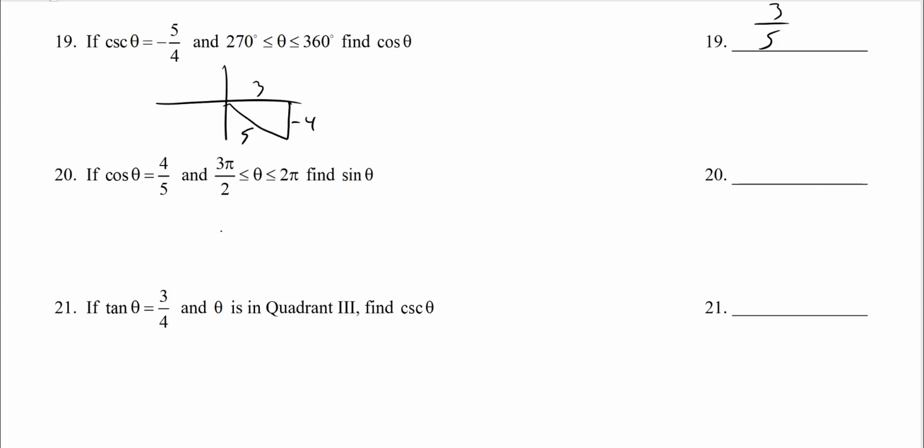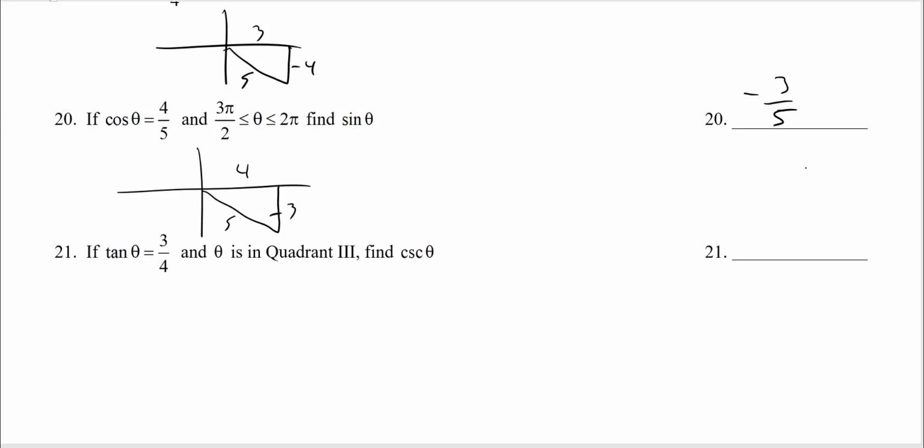Same thing, just a restriction here. Now it's telling you it's between 3 pi over 2 and 2 pi, so I know I'm in this quadrant. And cosine's 4/5, so cosine is x over r, so it's 4/5. That means this must be 3. So sine is y over r. Oh, it's -3. Woo! Almost made that mistake. Okay. And so we have -3/5. Okay, very good.